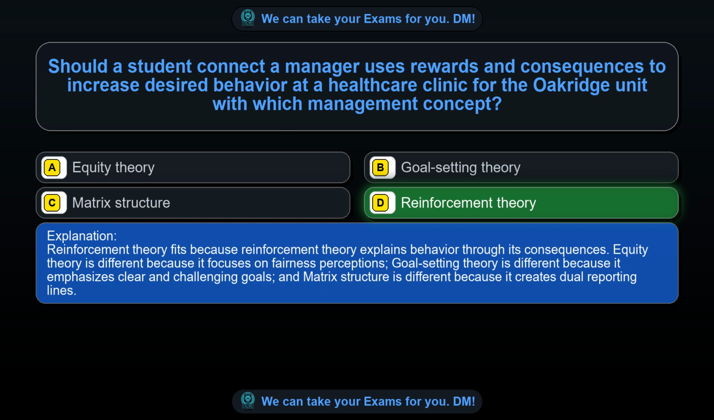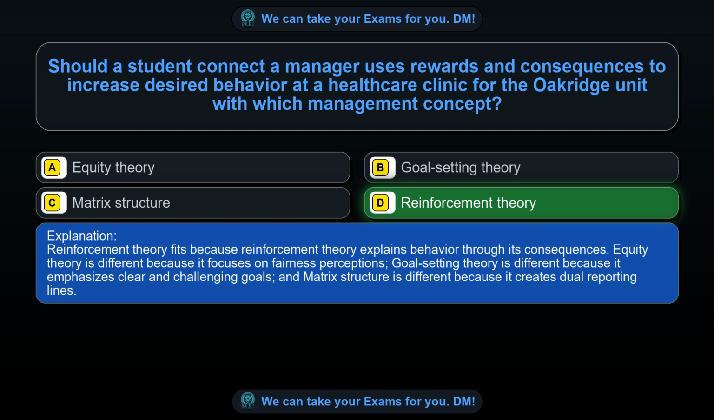Reinforcement theory fits because reinforcement theory explains behavior through its consequences. Equity theory is different because it focuses on fairness perceptions. Goal-setting theory is different because it emphasizes clear and challenging goals, and matrix structure is different because it creates dual reporting lines.